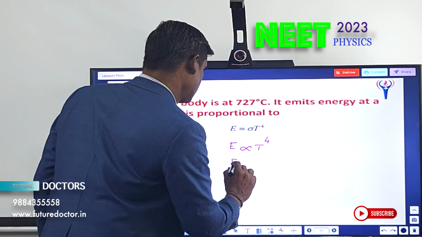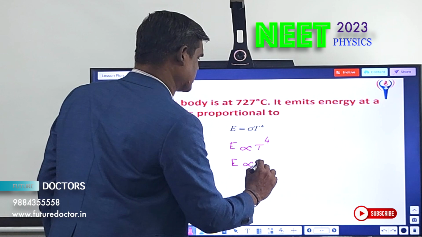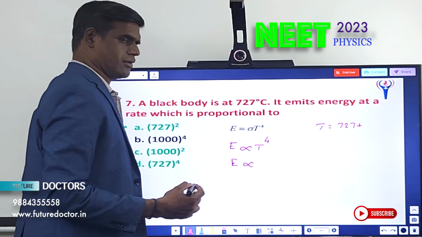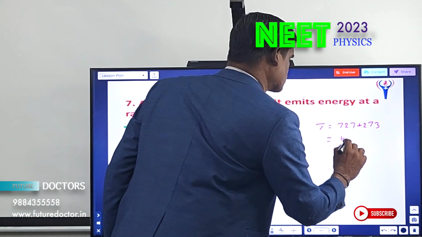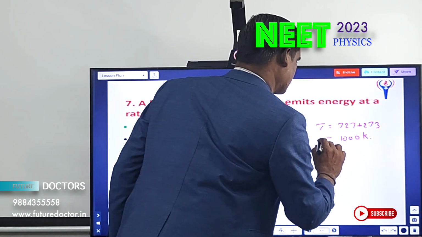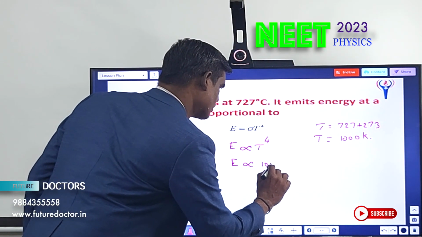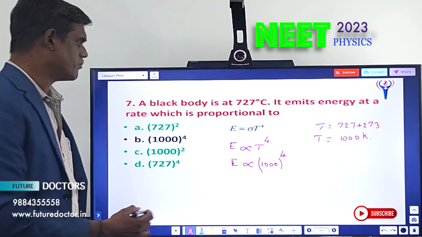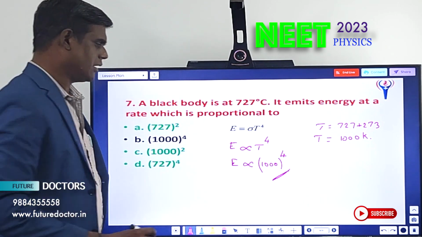Then, T is 727 degrees Celsius. Convert 727 degrees Celsius into Kelvin, that is plus 273. How much? 727 plus 273 is 1000, so 1000 Kelvin. That is T. Substitute this here. E is proportional to 1000 whole power 4, which is given as an option, that is option B. Option B is the correct answer.